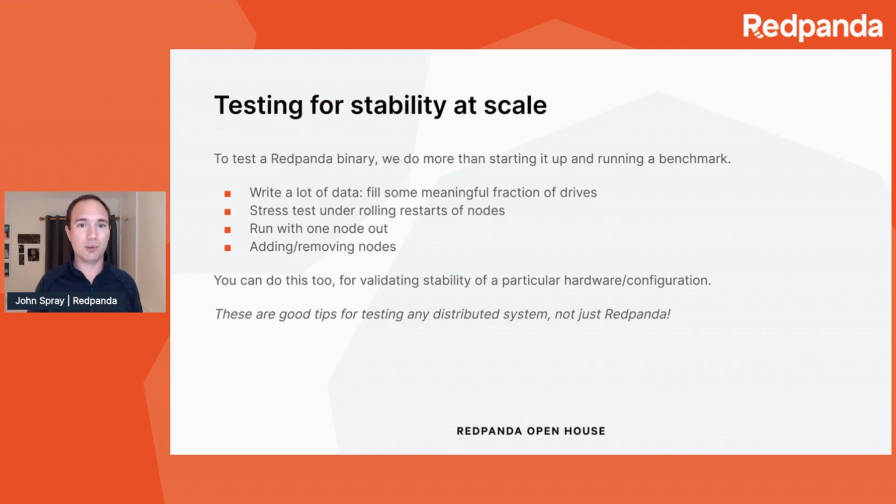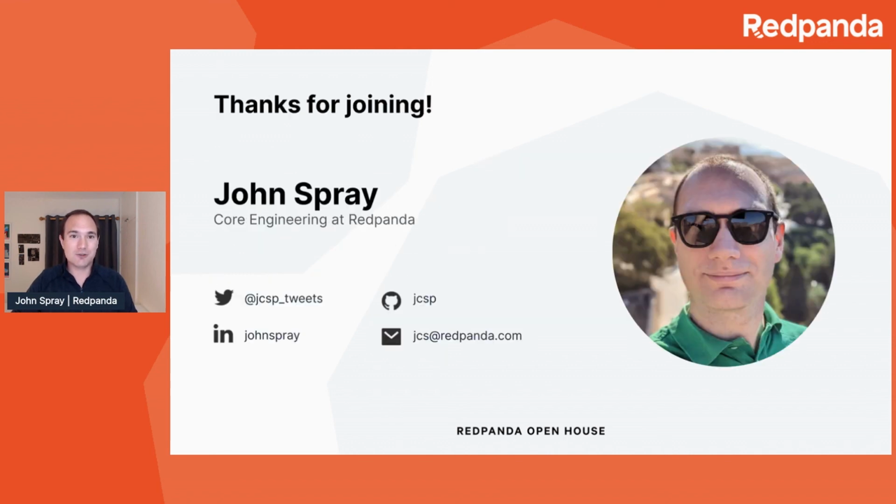Stress test the system with rolling restarts of nodes. Restarts are one of the most stressful times for the system because it's trying to recover data from all partitions at the same time. Run it with a node out so that you can size the system to work well, even in the middle of maintenance. And other lifecycle operations like adding and removing nodes are worth testing at scale, since they're likely to touch a large number of partitions at the same time. And really, none of these tips are specific to Redpanda. It's a good idea for any distributed system.